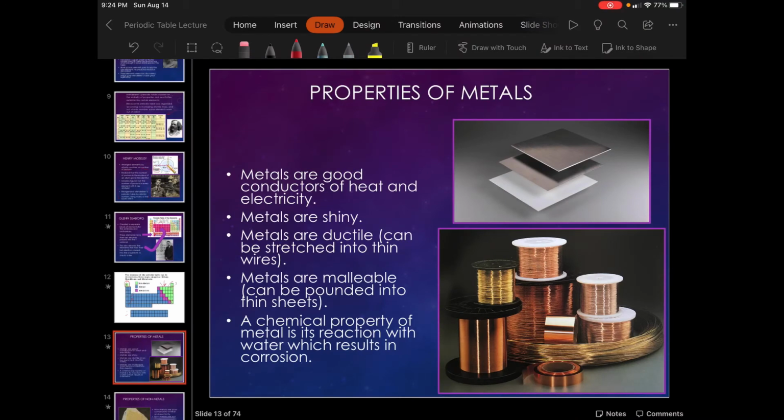In this lesson, we're going to talk about some general properties of each of these: metals, nonmetals, and metalloids. So let's just jump right in. Most of us know these.